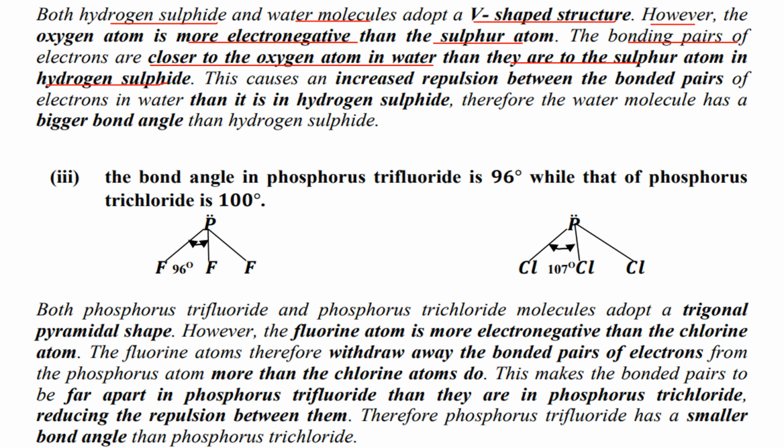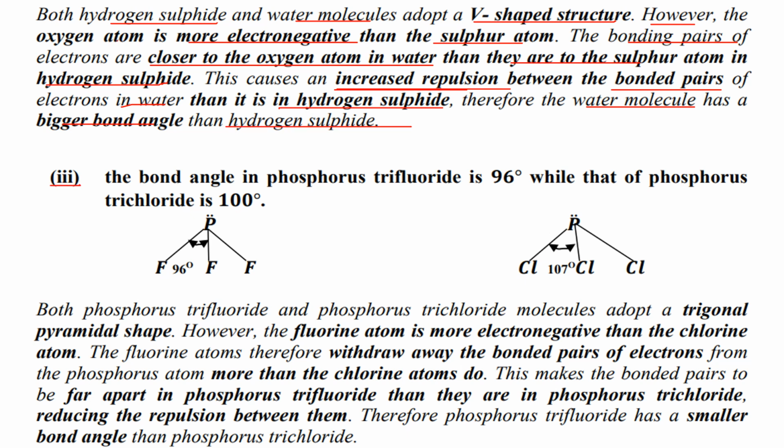And with that, this is going to cause an increased repulsion. The increased repulsion comes about by increasing the electron density between the electrons that are being pulled closer to the more electronegative atom. So that increases repulsion between the bonded pairs of electrons in water than it is in hydrogen sulfide. And therefore, the water molecule has a bigger bond angle than the hydrogen sulfide.